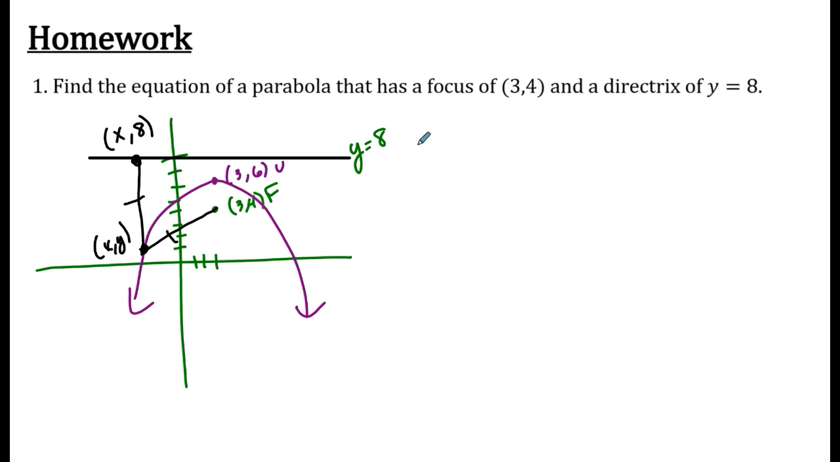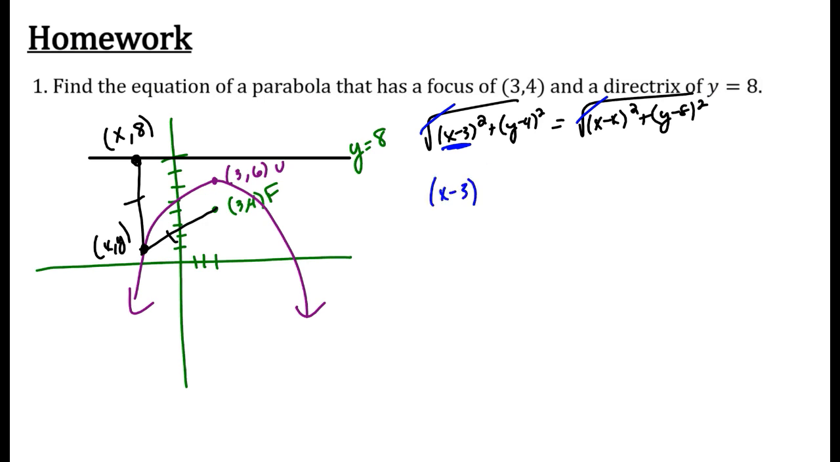So we say that distance, the square root of (x minus 3) squared plus (y minus 4) squared equals the square root of, now I'm going to do parabola to directrix, (x minus x) squared plus (y minus 8) squared. I don't need the square roots. I'm not going to touch the x's because I'm solving for y here. I'm solving for y, so I have to square that out. y squared minus 8y plus 16 equals, that goes to 0, y squared minus 16y plus 64.